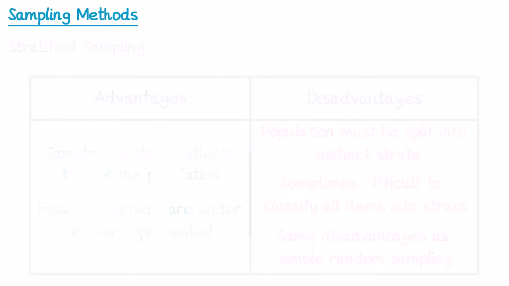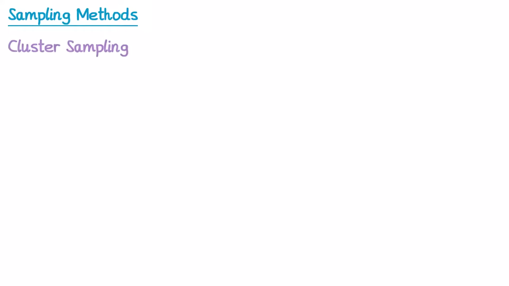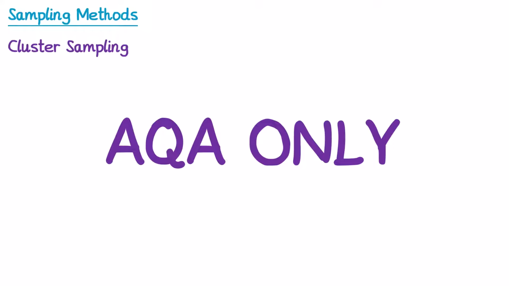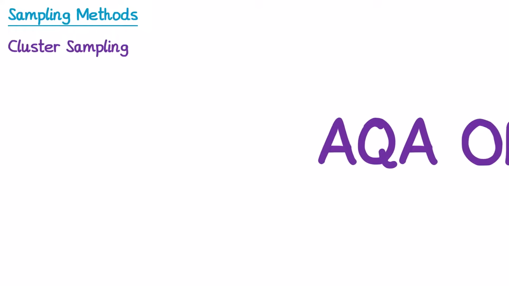Next, we'll move on to our final method of random sampling, and it's known as cluster sampling. Important information, this is only on the exam board AQA. So if you don't do AQA, I'd skip on to the next chapter, but if you do AQA as your exam board for A-level maths, I'd stick around.